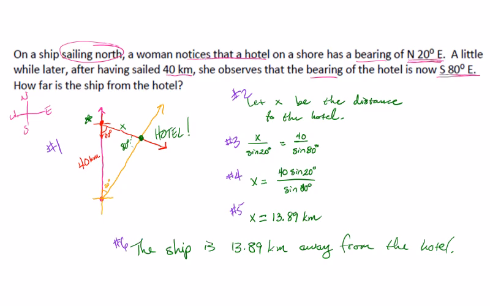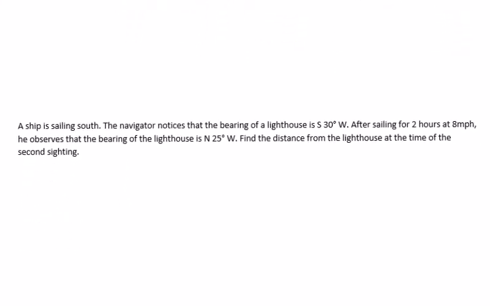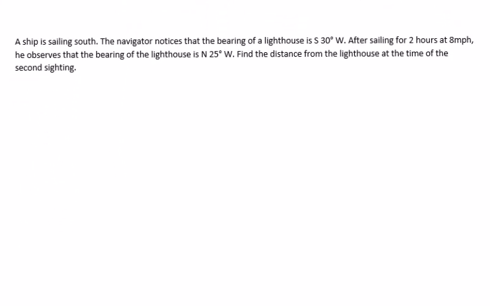Okay, so let's do one more just so that you feel comfortable with the whole north, south, east, west thing. So we've got another ship, but this ship is encountering a lighthouse. How wonderful. A ship is sailing south. The navigator notices that the bearing of a lighthouse is south 30 degrees to the west. After sailing for 2 hours at 8 miles an hour, he observes that the bearing of the lighthouse is now north 25 degrees west. Find the distance from the lighthouse at the time of the second sighting.